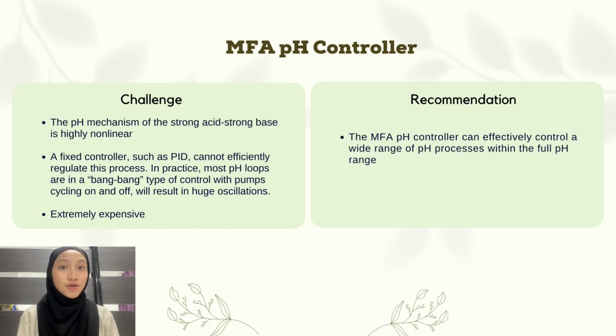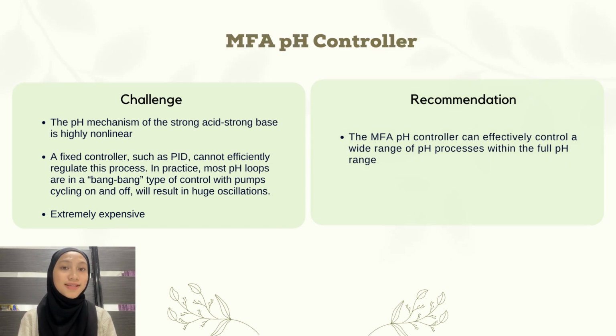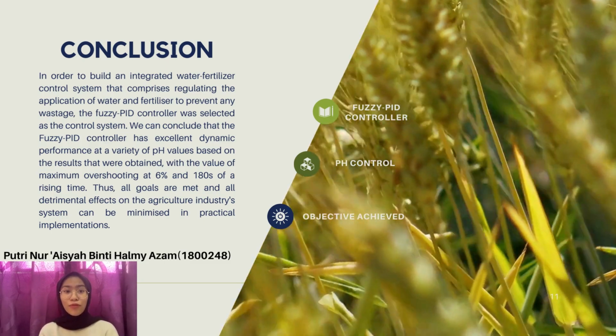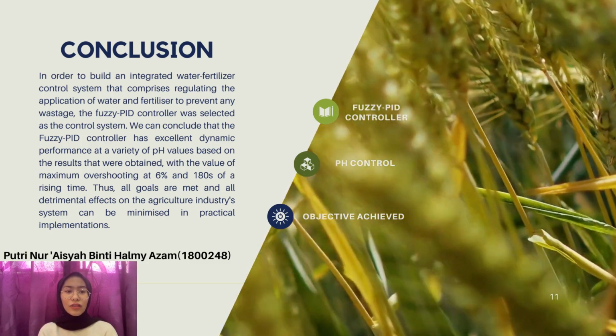The MFA pH controller can effectively control a wide range of pH processes within the full pH range. Moreover, the MFA pH controller also enables automatic control of acid or alkaline concentration, both of which are critical quality variables for the chemical process industry.